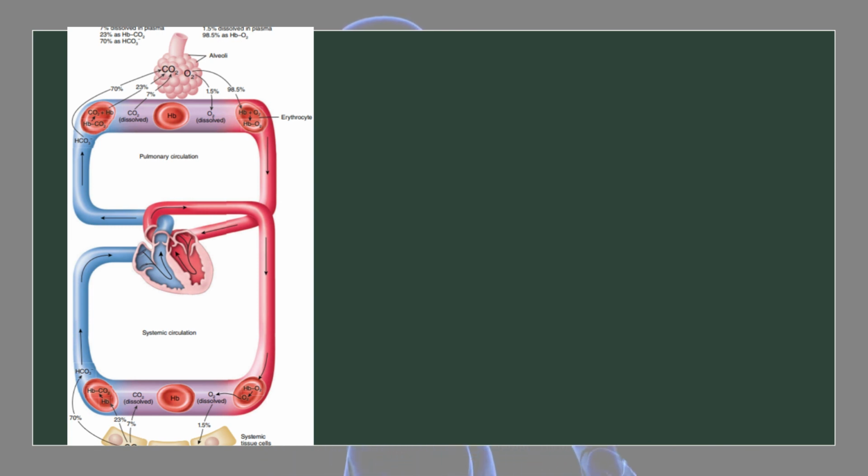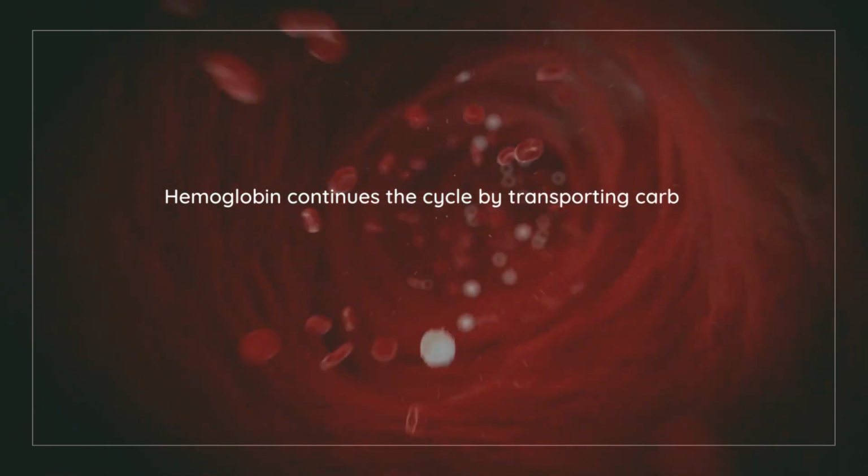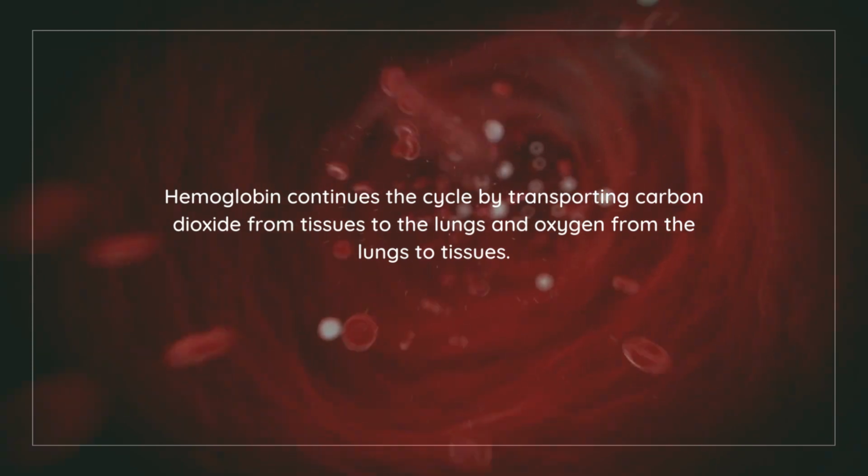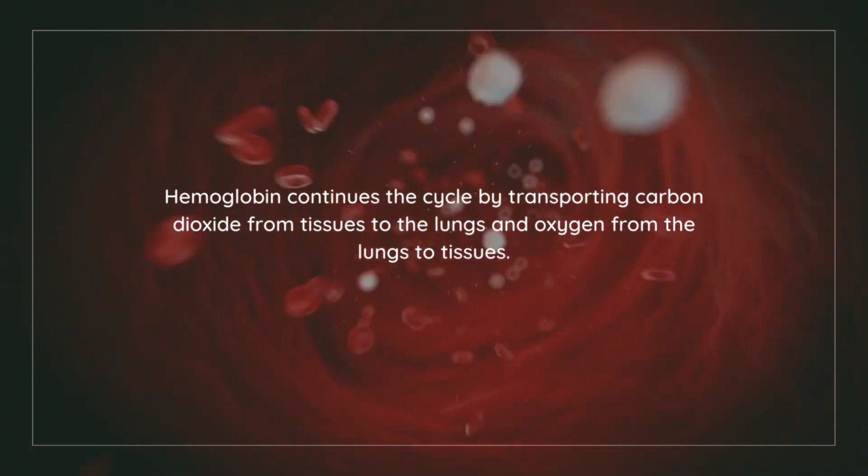The blood's hemoglobin is bound by the carbon dioxide that has diffused into the blood to form carboxyhemoglobin. This deoxygenated blood is carried to the lungs for purification. Hemoglobin is then left behind in the lungs after carboxyhemoglobin dissociates to release carbon dioxide. Hemoglobin continues the cycle by transporting carbon dioxide from tissues to the lungs and oxygen from the lungs to the tissues.